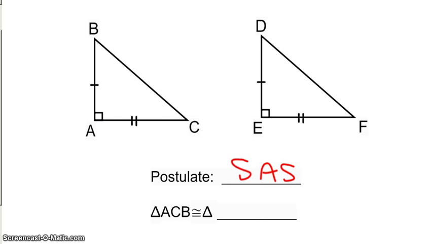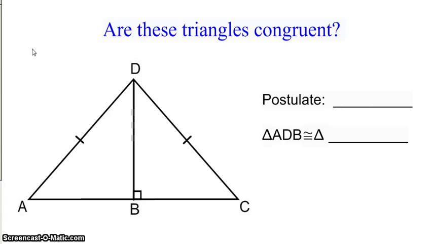And I'm going to say ACB, EFD. Okay. Go ahead and take a second. See if you can figure out if it's HL, if it's not HL, if it's not congruent at all.